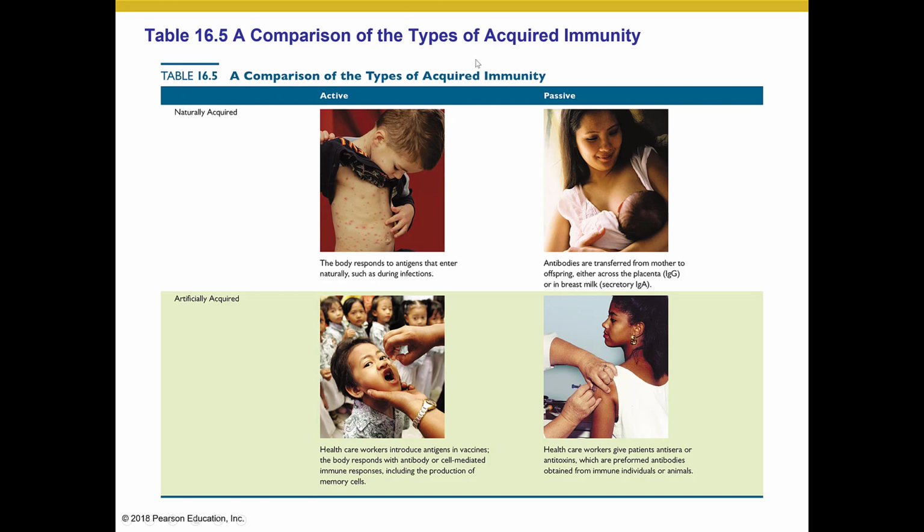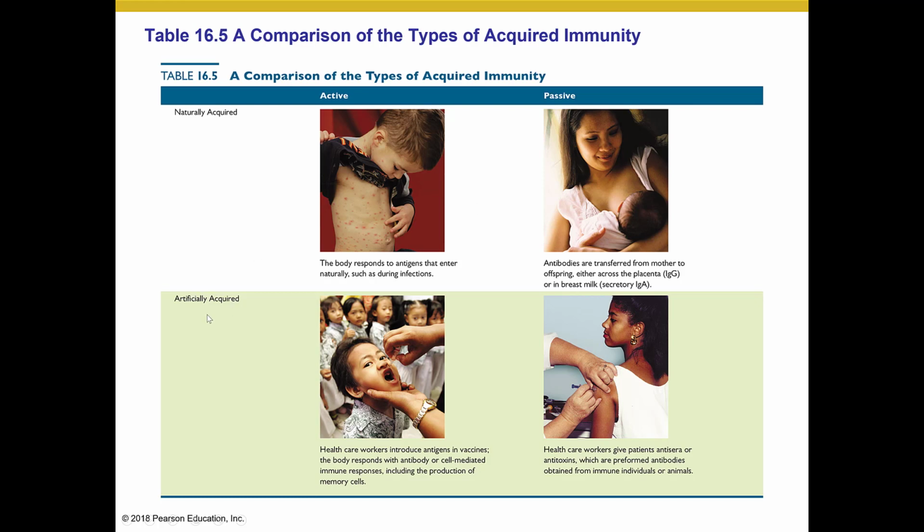Naturally acquired passive immunity would be getting antibodies naturally, like getting antibodies through breast milk, or even in utero across the placenta. So the baby is acquiring naturally created antibodies. That's the natural part. But we call this passive immunity because the baby didn't actually go through an immune response and produce the antibodies herself. She got the antibodies from her mom. All right, now let's look at artificial.